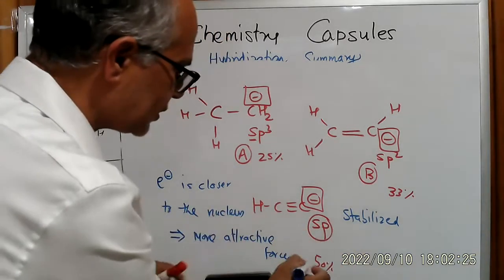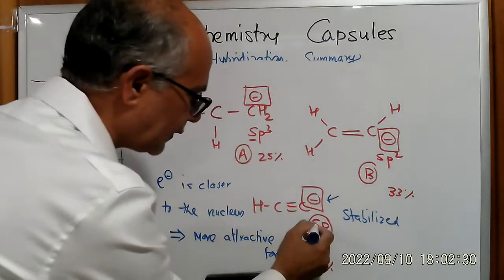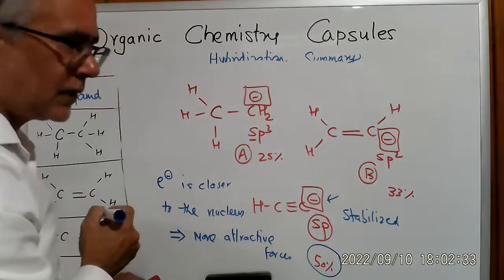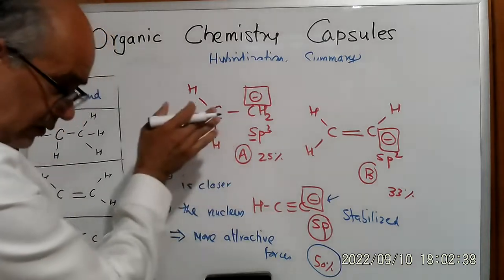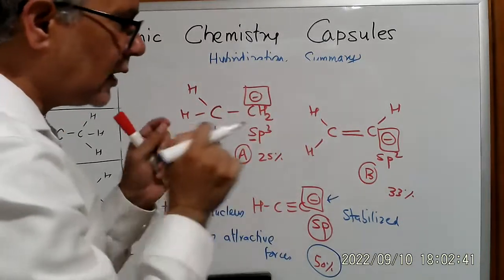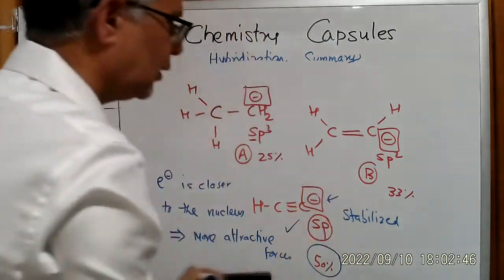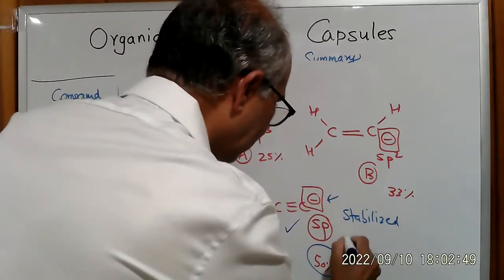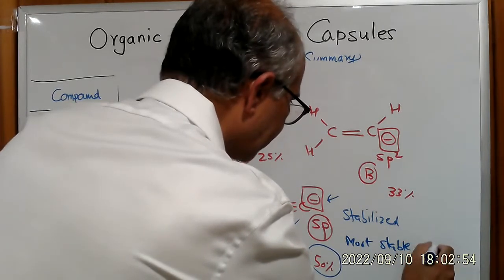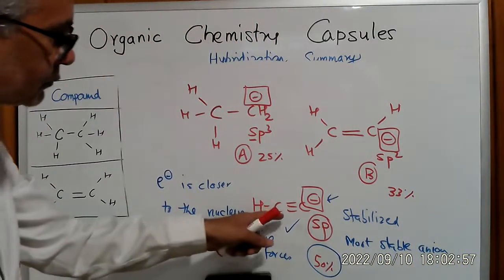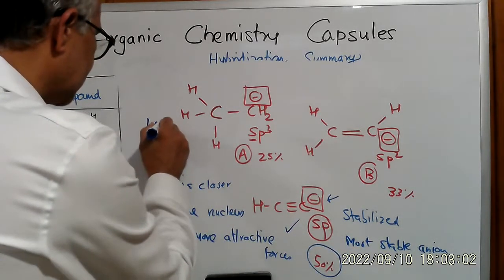These electrons are that much closer to the nucleus because the sp hybridized orbital contains 50% s character. And this one is slightly further off, and this one is further off, distance wise. So the attractive forces sort of diminish, which makes this one the most stable anion. So of the three, this particular anion is the most stable, and this one will be the least stable.